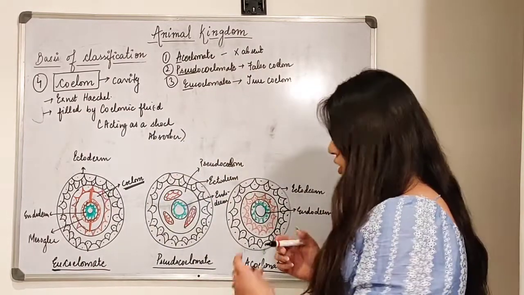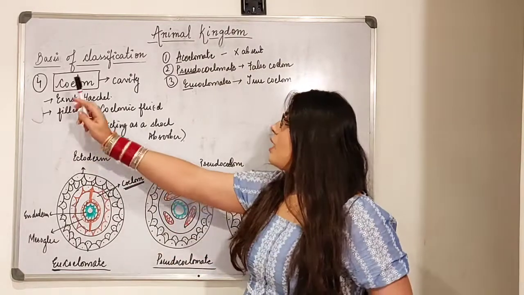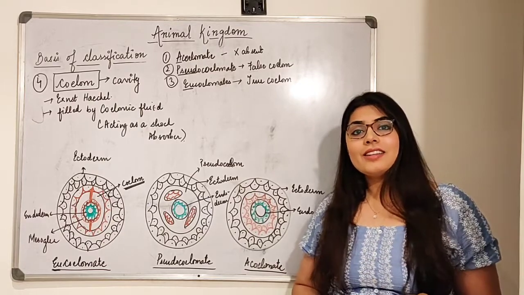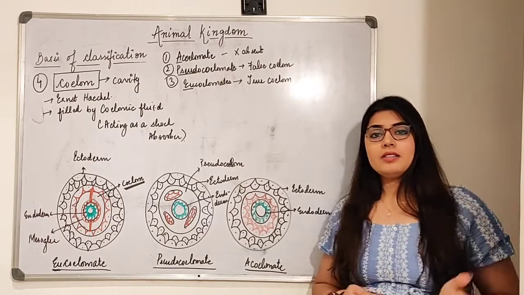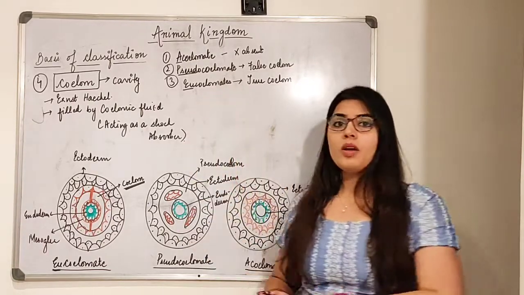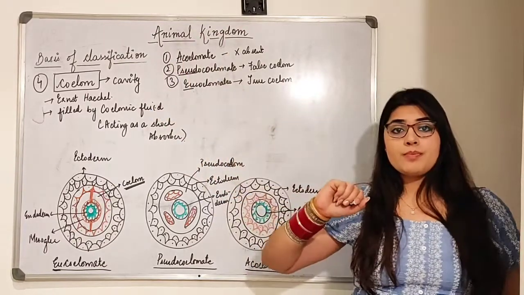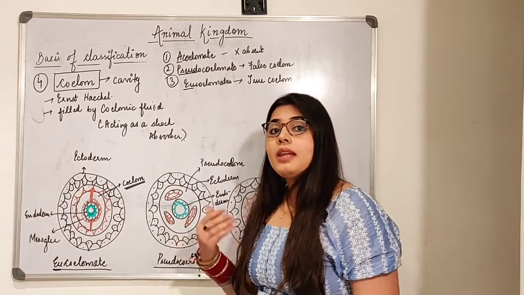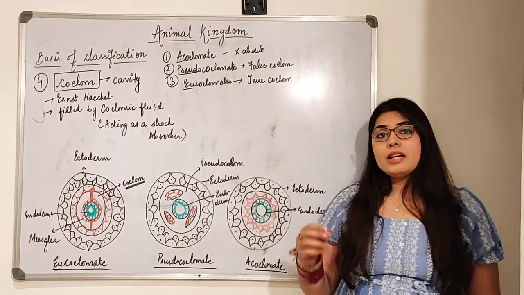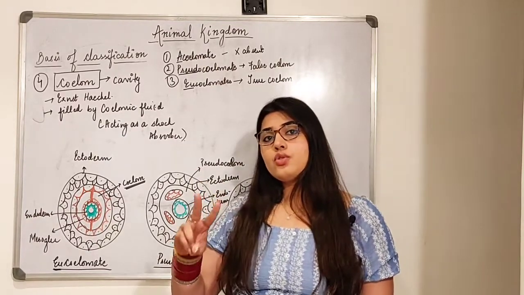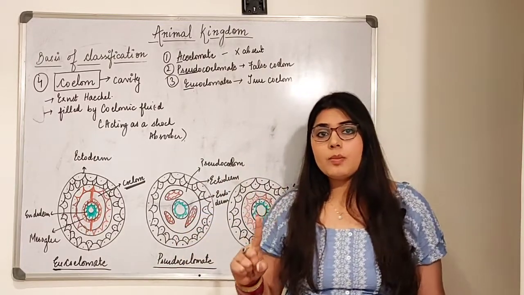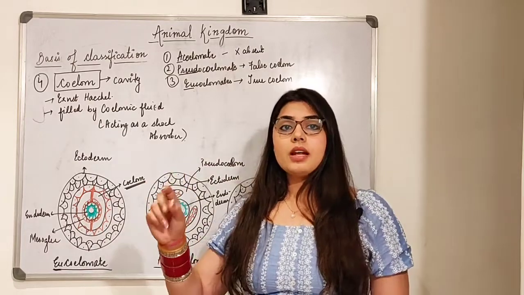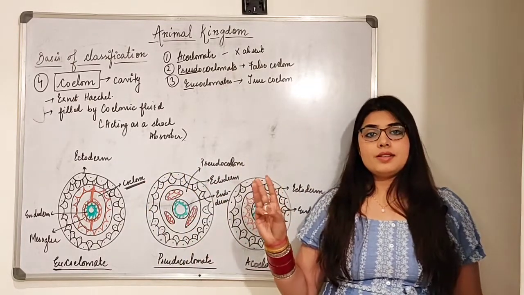Now the question arises: how is this coelom formed? This is the question that should pop up in your mind as soon as you hear this term coelom. How is the cavity being formed? When we were studying the germ layers, I told you that on the basis of germ layers there are two groups: diploblastic and triploblastic. Diplo means two layers, triplo means three layers.